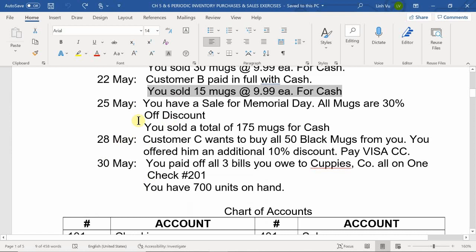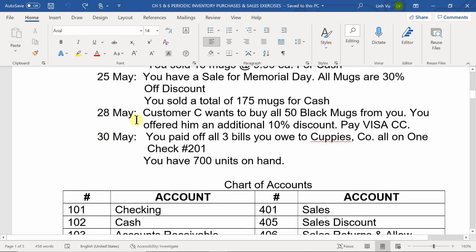And then here, so now that we sold our total of 175 on that day, next day here we have is May 28, where customer C wants to buy all 50 black mugs from you, okay? And because he decided to get those wrong color cups off of your hands, right, you offered him an additional discount of 10% because he's going to take all 50 black mugs off your hands. So therefore, you gave him a 10% discount. Now, he decided to pay on a Visa credit card. Okay? So how am I going to record this transaction this time?